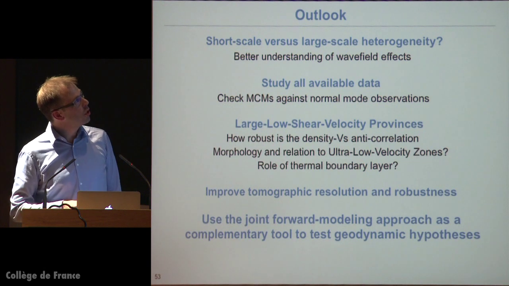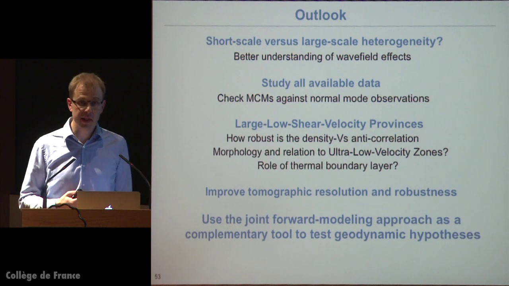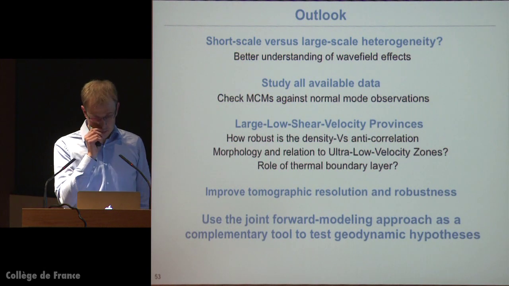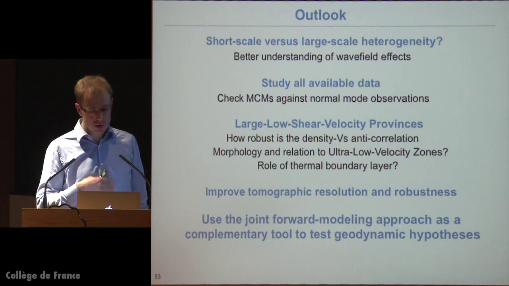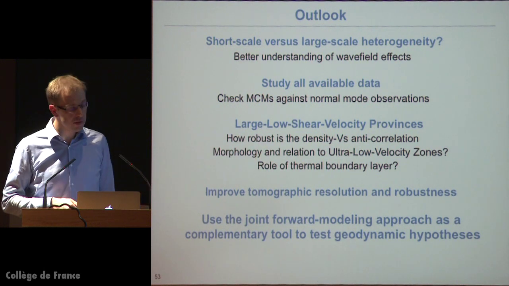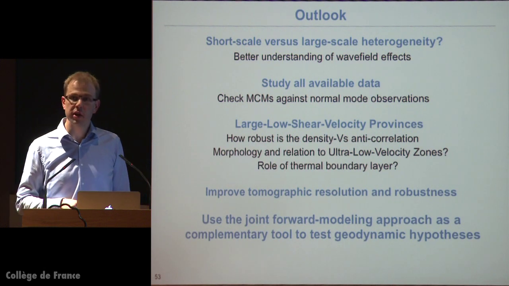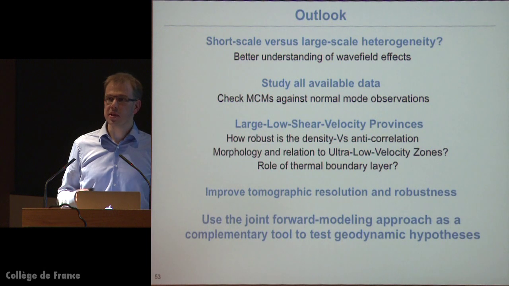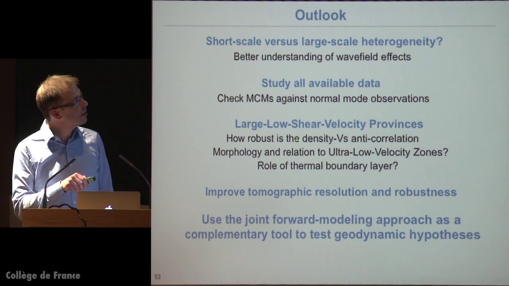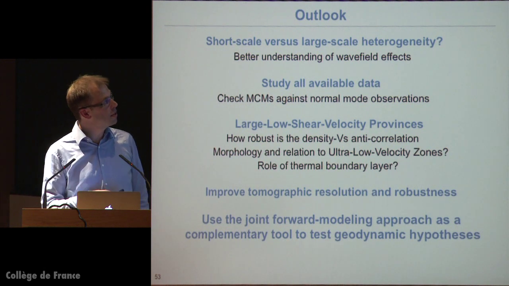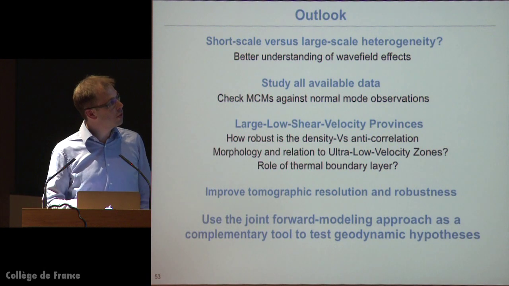We want to study more data, so in particular we want to test the mantle circulation models also against normal mode observations. In general, I think everyone will agree that these are things that we need to know better about the large low shear velocity provinces. How robust is the density to VS anticorrelation? What happens if we go from a self-coupling approximation to a full coupling? And other things we need to understand is what is the relation of these features to ultra-low velocity zones.